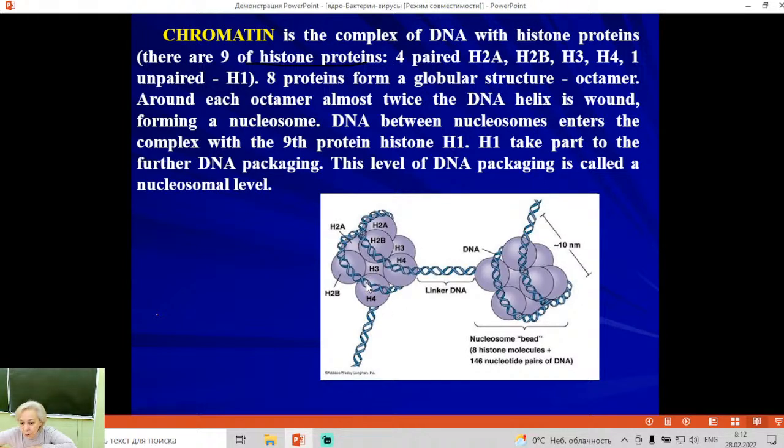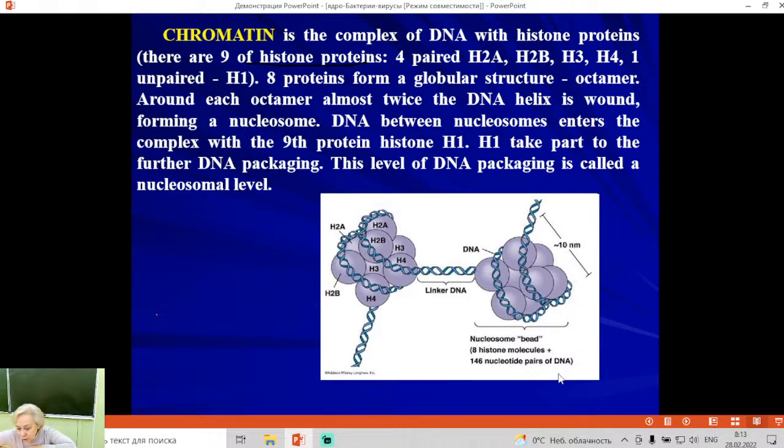Around each octamer, almost twice, the DNA helix is wound, forming a nucleosome. That is, octamer with DNA is called nucleosome. DNA between nucleosomes enters the complex with the 9th histone protein, H1. This DNA is called linker DNA. H1 takes part in the further DNA packaging, and this level of DNA packaging is called the nucleosomal level.